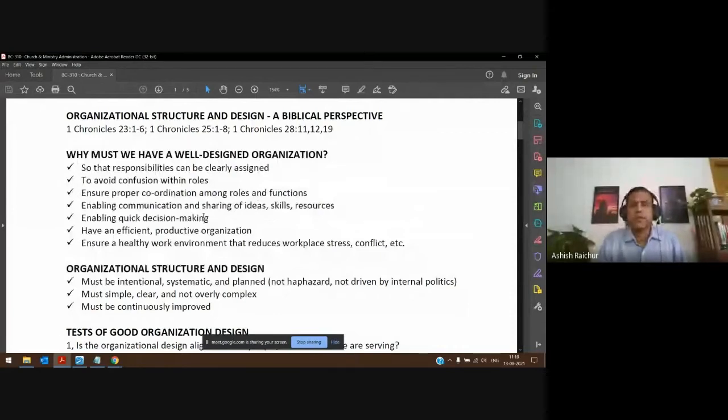This will make decision-making very quick, right? We can make quick decisions. So we don't want to waste time. We want to move fast. We want to be efficient. So overall, the organization is efficient and productive.